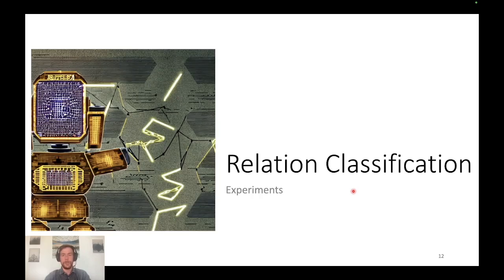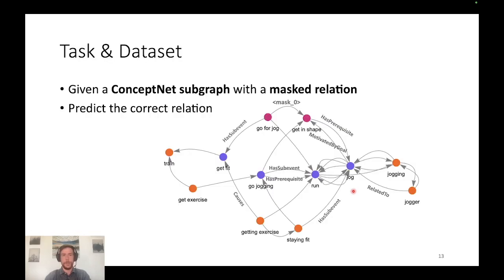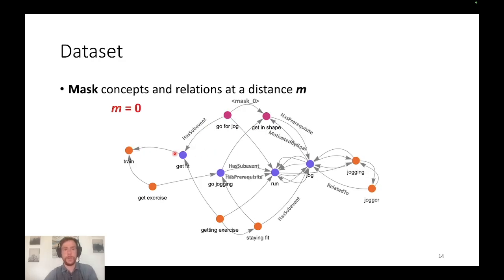We test these models on relation classification. For our first experiment, we consider ConceptNet subgraphs where we mask a relation, and then the task is to predict the correct relation here. We test with different subgraphs of radius r, so you have radius 1, 2, 3. And we also test with different masking, just to make the task harder and the graph structure more important.